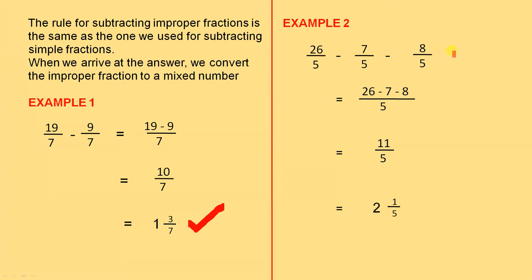Example 2, 26 over 5 minus 7 over 5 minus 8 over 5. All the denominators are the same, so we have 26 minus 7 minus 8 all over 5. 26 minus 7 is 19. 19 minus 8 is 11, so it's 11 over 5. 5 into 11 goes twice, and 1 left over, so it's 2 1/5. 5 2s are 10, plus 1 is 11, 11 over 5.